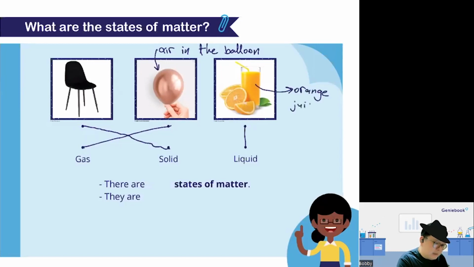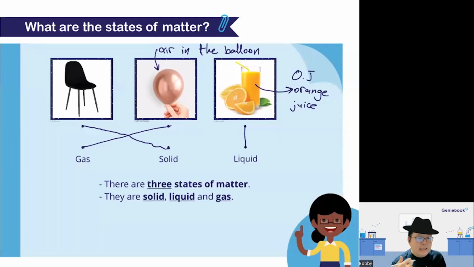Or some people who are on the lazier side might just shortcut and just say OJ. Okay, so from here, we know there are 3 states of matter, and they are solid, liquid, and gas. Generally we say in this order, but it is not wrong for you to say liquid, gas, and solid, or gas, solid, liquid. It is fine to rearrange the 3 states as long as you mention all 3.